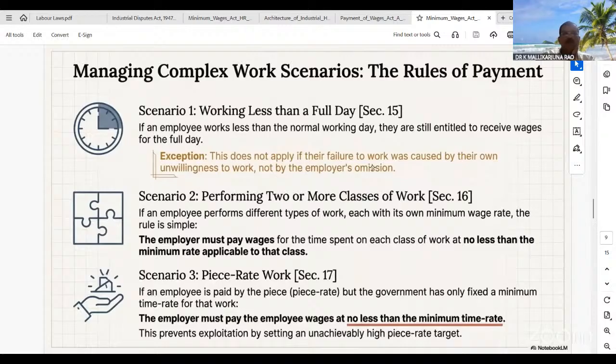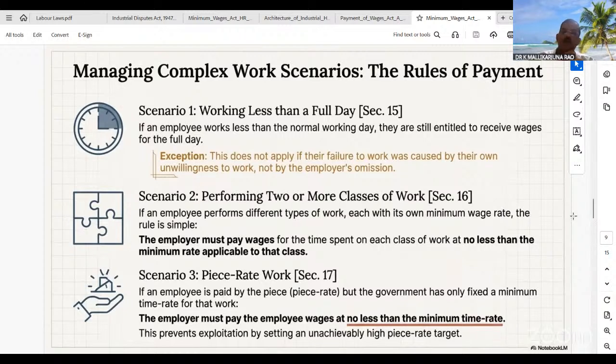Then, working less than a full day. If an employee works less than a full day because of a failure at the work site, this does not apply, because it is not the employee's own unwillingness to work. The employee is ready to work 8 or 9 hours, but due to shortage of material or power cuts, they cannot do anything. They will still get the full pay amount for one day.